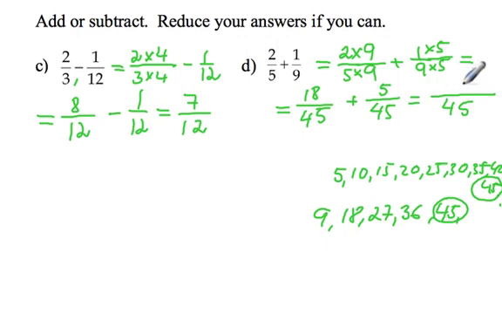18 plus 5 is 23. Then we should check, is there a common factor for 23 and 45? Or in other words, can we reduce the answer? And there isn't. So this is the final answer.